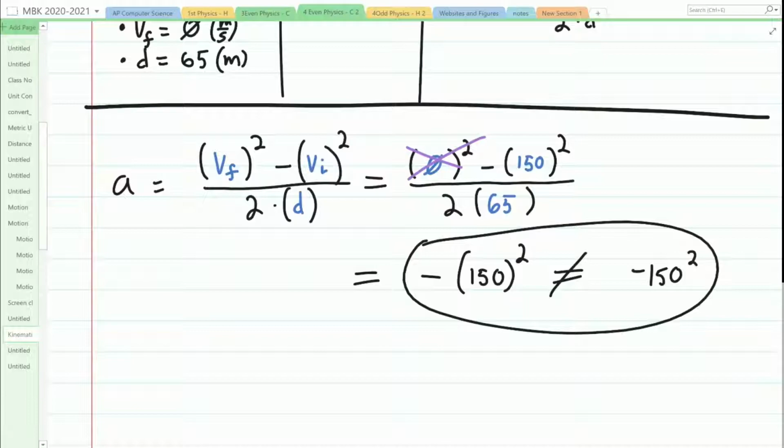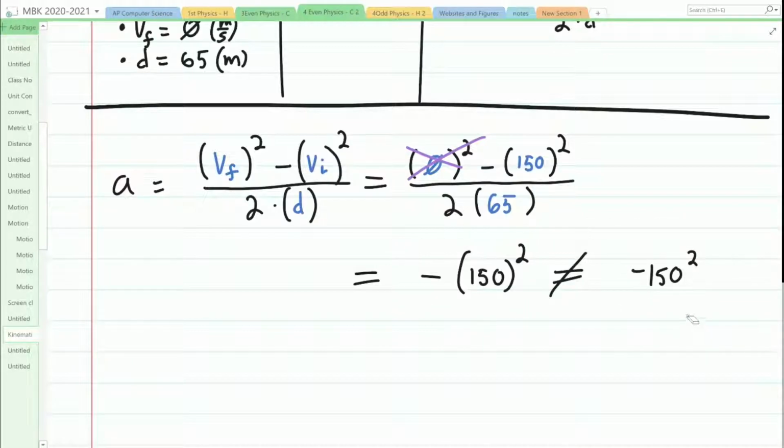Is that clear? Because in this case over here, this is saying that it's negative 150 times negative 150. And that will give us an overall positive number. But in this situation, it's negative and then 150 times 150, like that, which will give us an overall negative value. Okay? I just want to make that clear. All right, and then I've got 2 times 65.